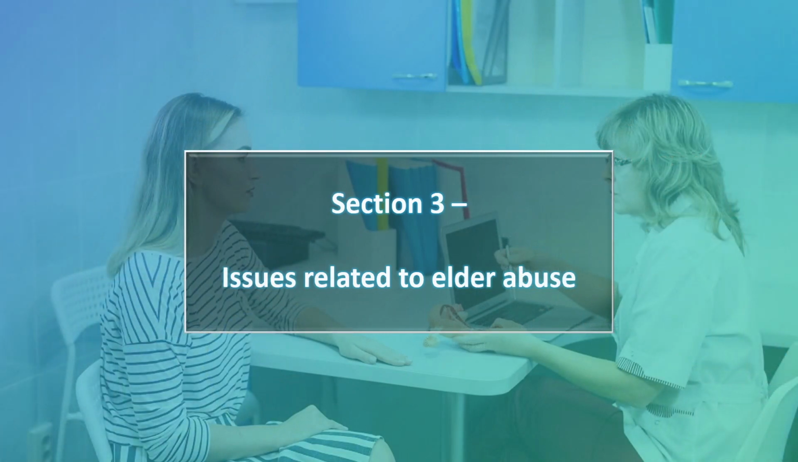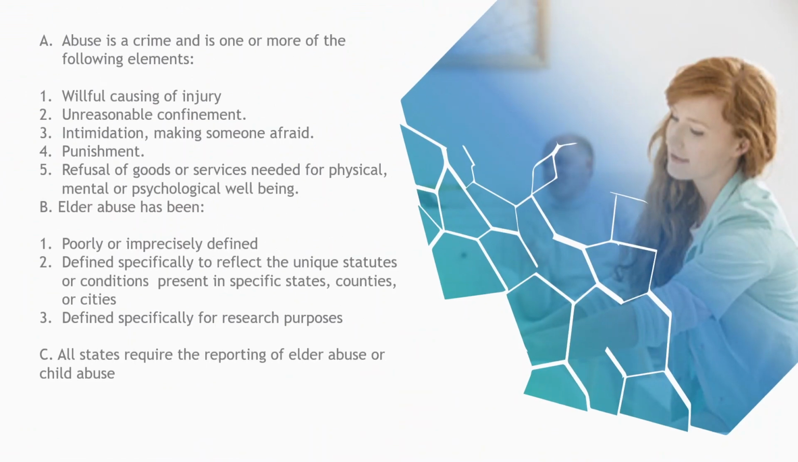Section 3, Issues related to elder abuse. Abuse is a crime and is one or more of the following elements: willful causing of injury, unreasonable confinement, intimidation or making someone afraid, punishment, refusal of goods or services needed for physical, mental, or psychological well-being.